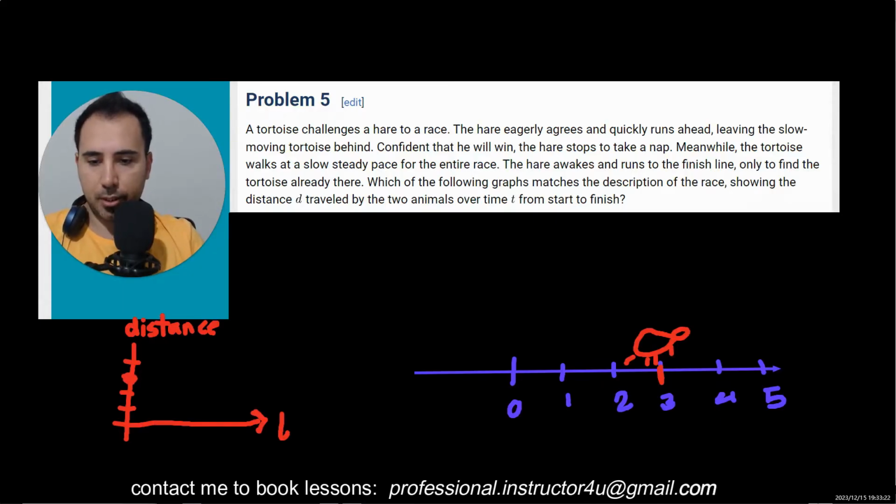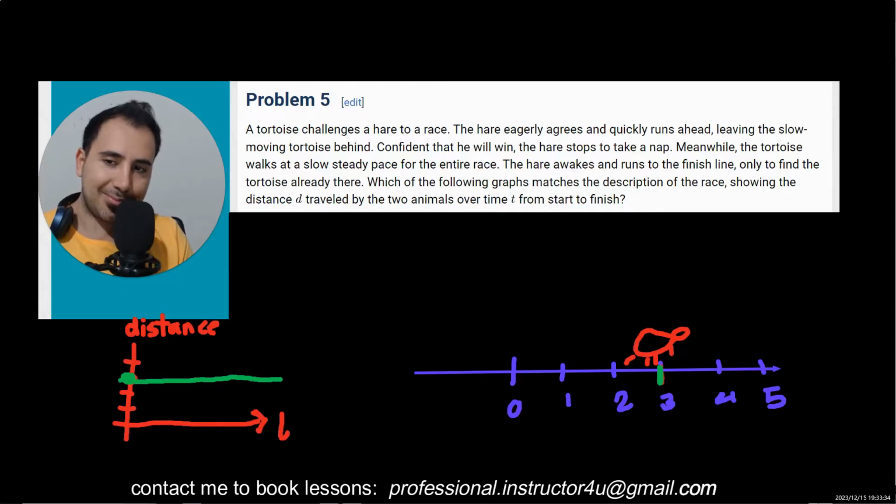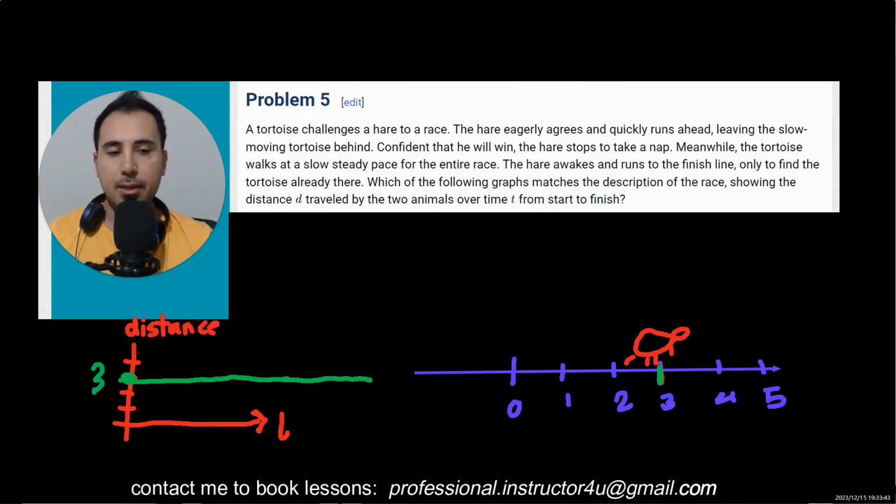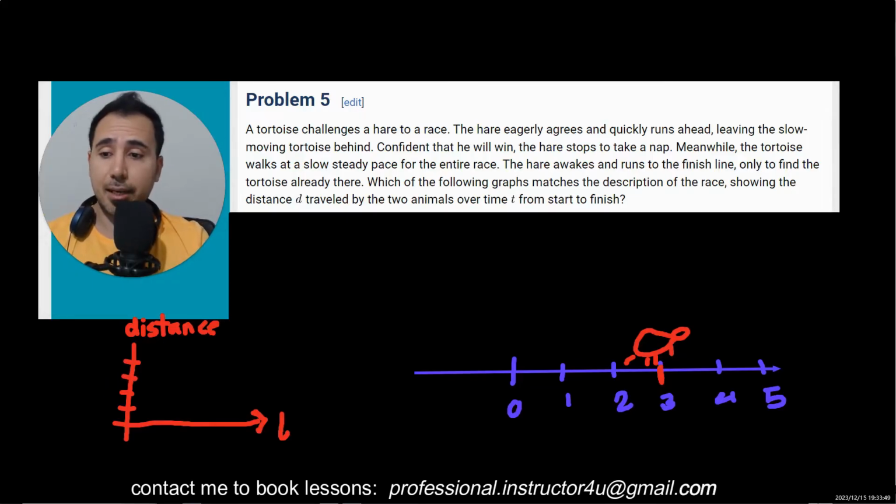Let me change the color. The tortoise will always be at 3. This is 3. And time goes forward, so time will go like this. The more time it stays there and doesn't move, the further forward the line goes. It will be aligned at point 3. Okay, but sometimes they might ask you for a speed-time graph. It will be different.